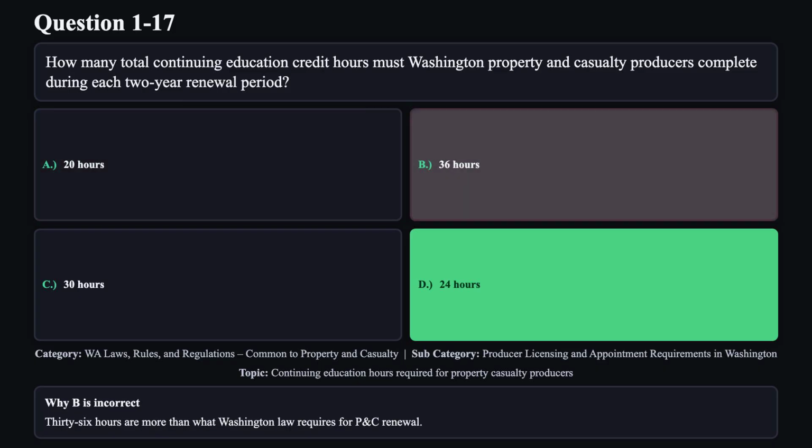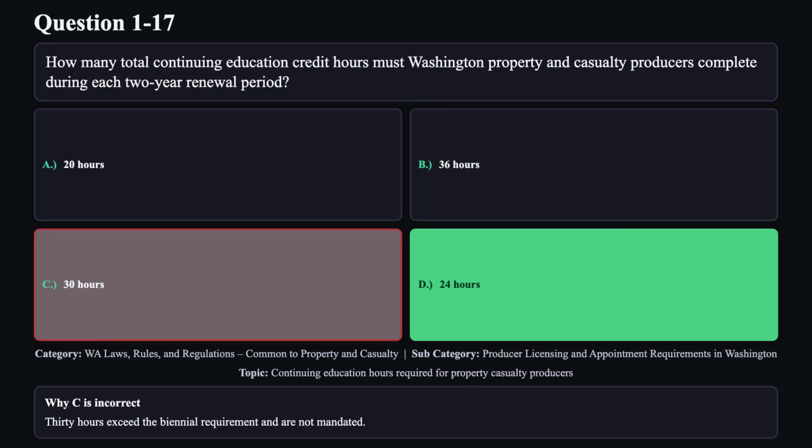Reason B is not correct. 36 hours are more than what Washington law requires for P&C renewal. Reason C is not correct. 30 hours exceed the biennial requirement and are not mandated.